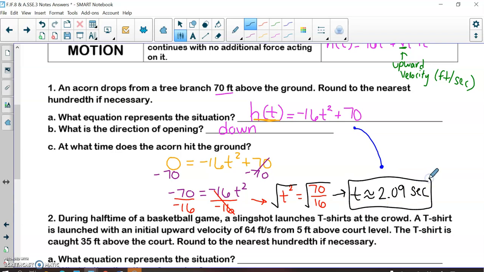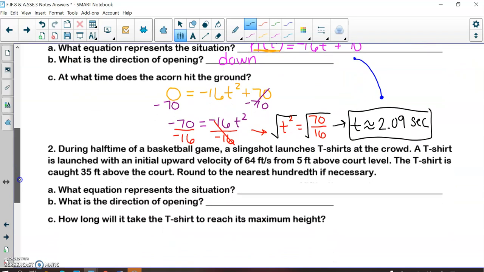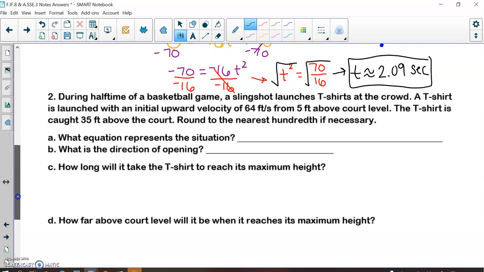All right, next problem. During the halftime of a basketball game, a slingshot launches t-shirts into the crowd. A t-shirt is launched with initial upward velocity of 64 feet per second from 5 feet above court level. The t-shirt is eventually caught 35 feet above the court. We're going to round to the nearest hundredth whenever necessary.